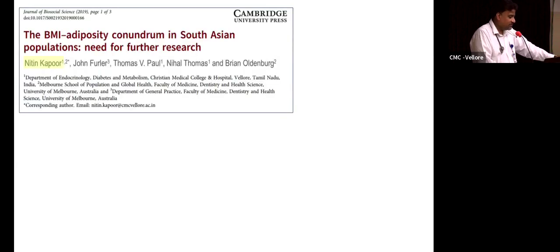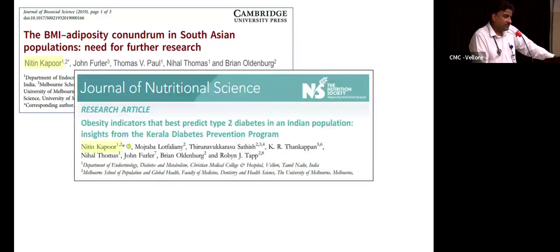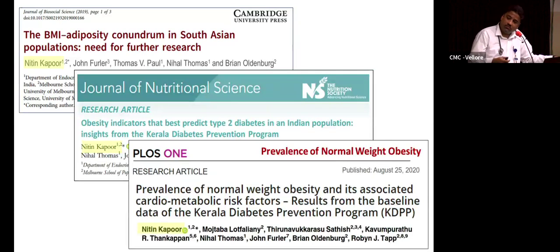But to complicate things further, our phenotype of obesity is also very different. We definitely have more body fat, we have more centripetal obesity. We also have this phenotype of so-called normal weight obesity, wherein we may have a normal BMI but a higher body fat percentage. And that is also a big problem. So yes, obesity is a big problem. We all agree to that.